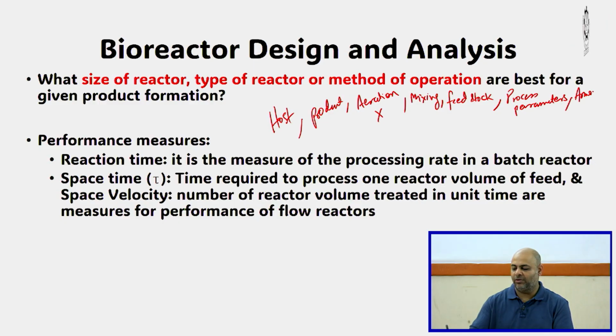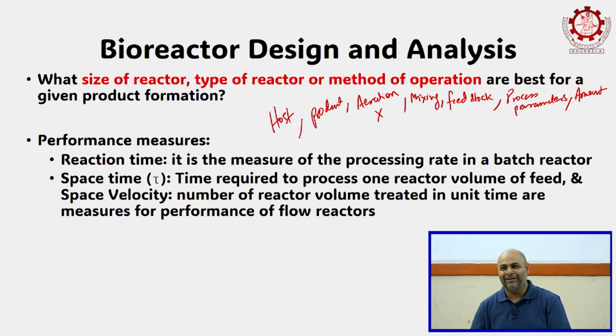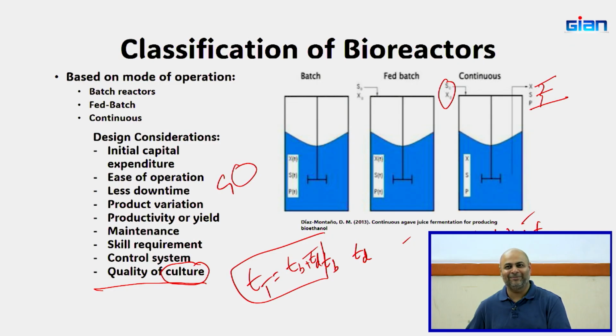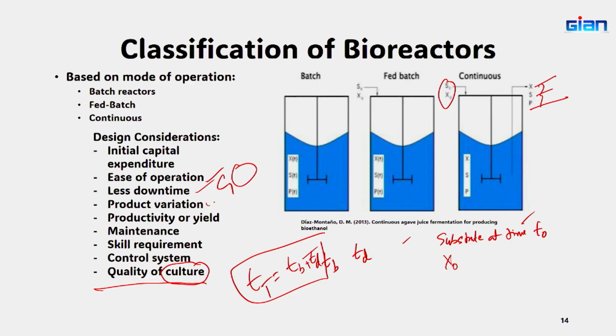Will the amount of product that you want to develop be a condition? That should be the primary condition, the productivity, right? If you're having difficulty, go back to this particular slide. Ease of operation, less downtime, product variability should be less. Productivity or yield is also a very important parameter in choosing the right reactor for your process.